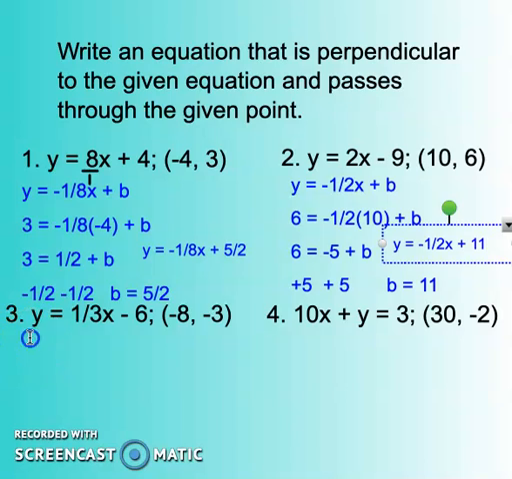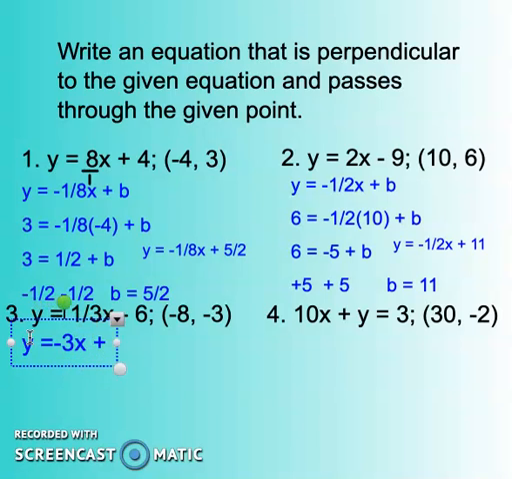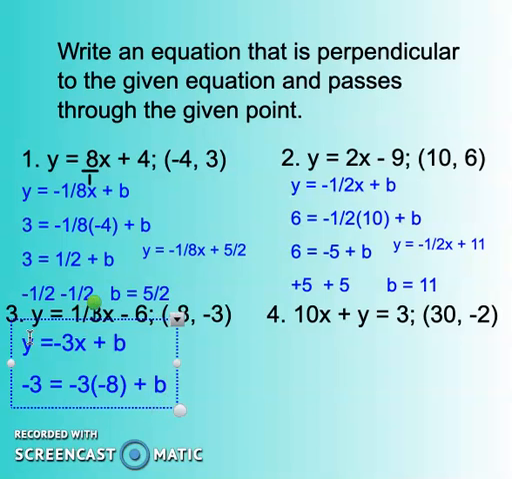Nice job. Okay, let's look at number 3. So we have 1/3 as our slope. So the opposite of that is negative 3, and so we're going to start off with that. And now we're going to plug in, again, the negative 8 and the negative 3. And remember, this is always times right here because the x is next to the negative 3, plus b.